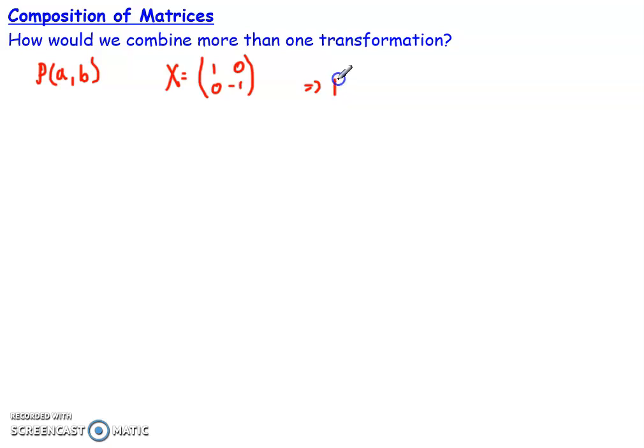So then the image of P, given by XP, is the equivalent of doing that transformation on our point (a, b).